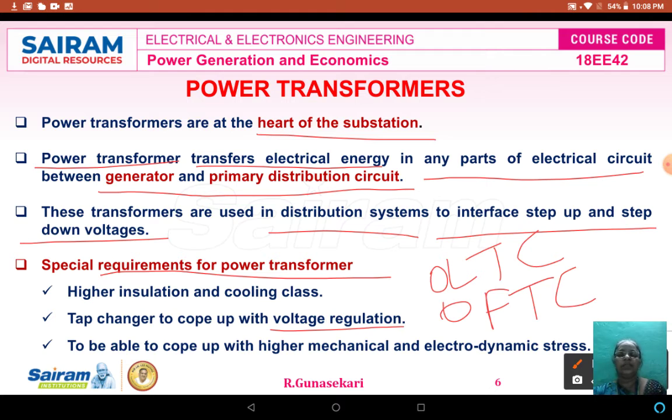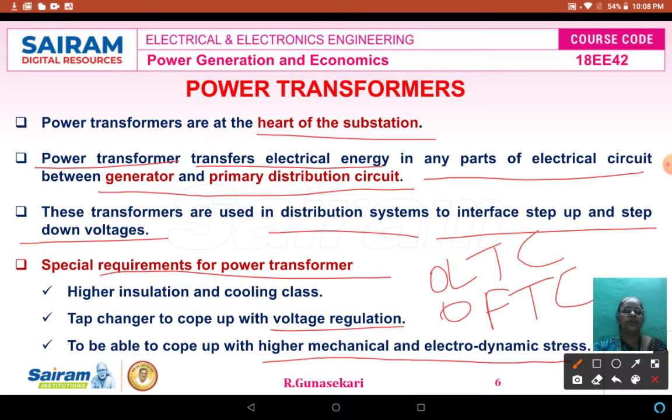Then next, that means with the higher mechanical and electrodynamic stress. These are the special requirements for a power transformer. Okay.